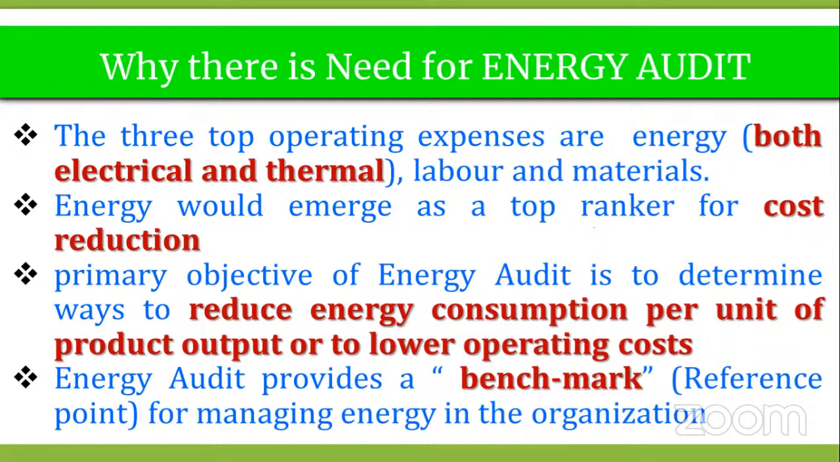The primary objective of energy audit is to determine ways to reduce consumption per unit of product output, or to lower operating cost. Reduce energy consumption per unit of product output, per unit. Whenever we talk about power systems, we will be putting in the per unit value only. The same way, everything needs to be taken care of per unit, because when we multiply with a factor, it needs to give the cost factor. That's how we need to put the primary audit.